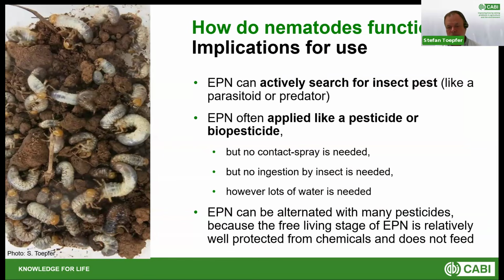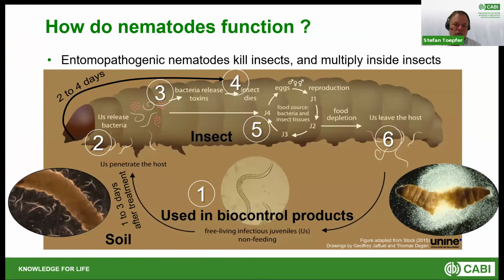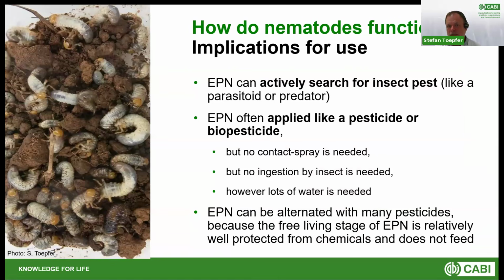I have, sorry, one more slide, one more line, used in biocontrol. So we are using in biocontrol this stage which is in the soil. This is a young stage of the nematodes. It's quite strong. It does not feed. It's well protected, except against drought and UV light, but otherwise quite well protected. And this is what is sold in a biocontrol product, so what you buy and then apply. So I have two more slides for implications of use.